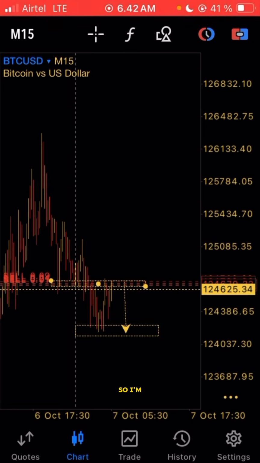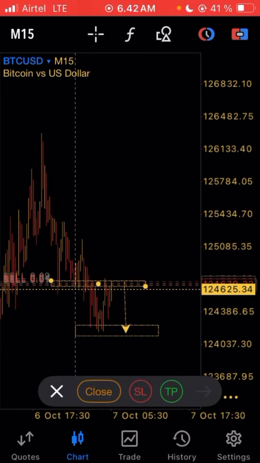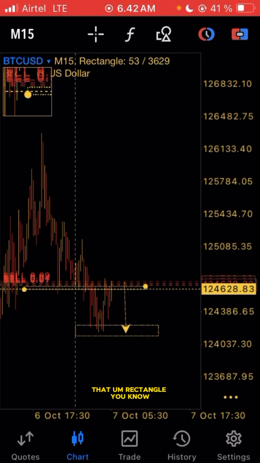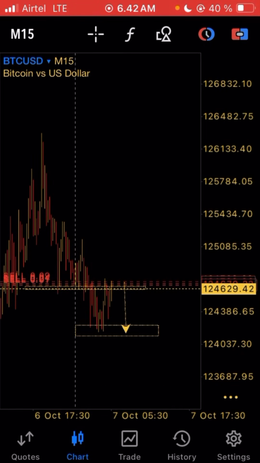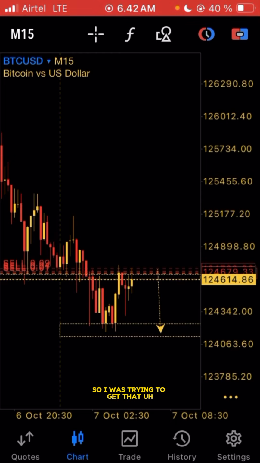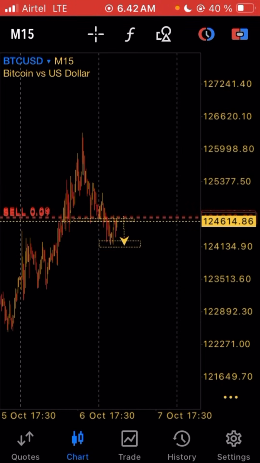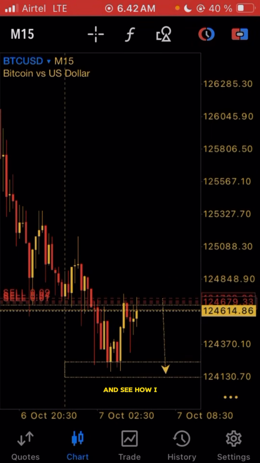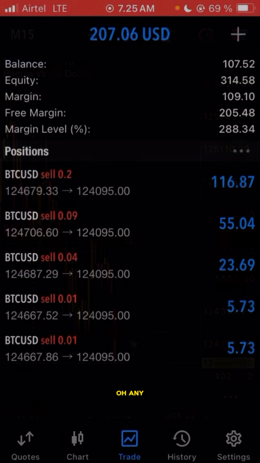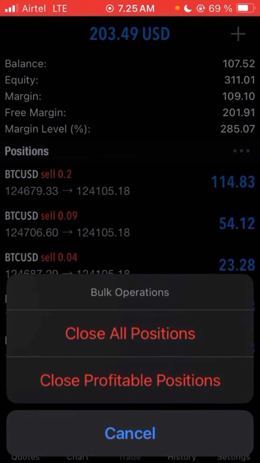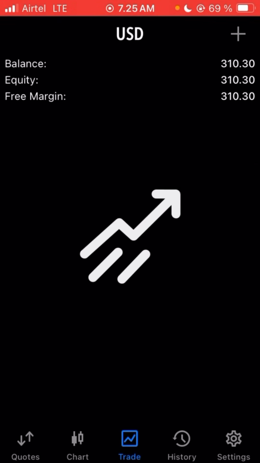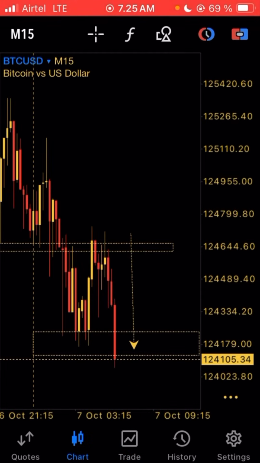Okay, so I'm trying to get that rectangle, you know. I'm trying to, okay, cool. I was trying to get that liner off, which I've finally succeeded in doing. So let's just focus on the trade and see how it's gonna lay. Anyways, all right, very nice. We are progressing. We are progressing.